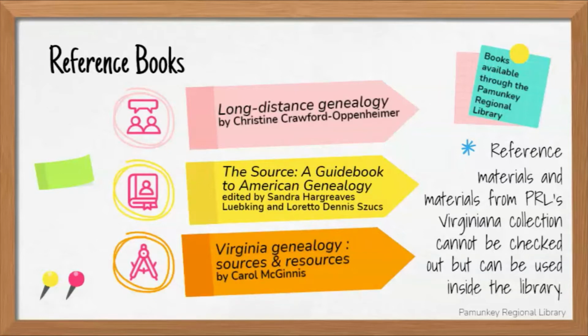Long Distance Genealogy by Christine Crawford Oppenheimer. The Source Book, a guidebook to American genealogy, edited by Sandra Hargreaves Luebking and Loretto Dennis Szucs? Sorry, I'm definitely mispronouncing her last name. Or his last name. Loretto Dennis. All right, ignore me. I cannot pronounce names. Next, Virginia Genealogy Sources and Resources by Carol McGinnis.